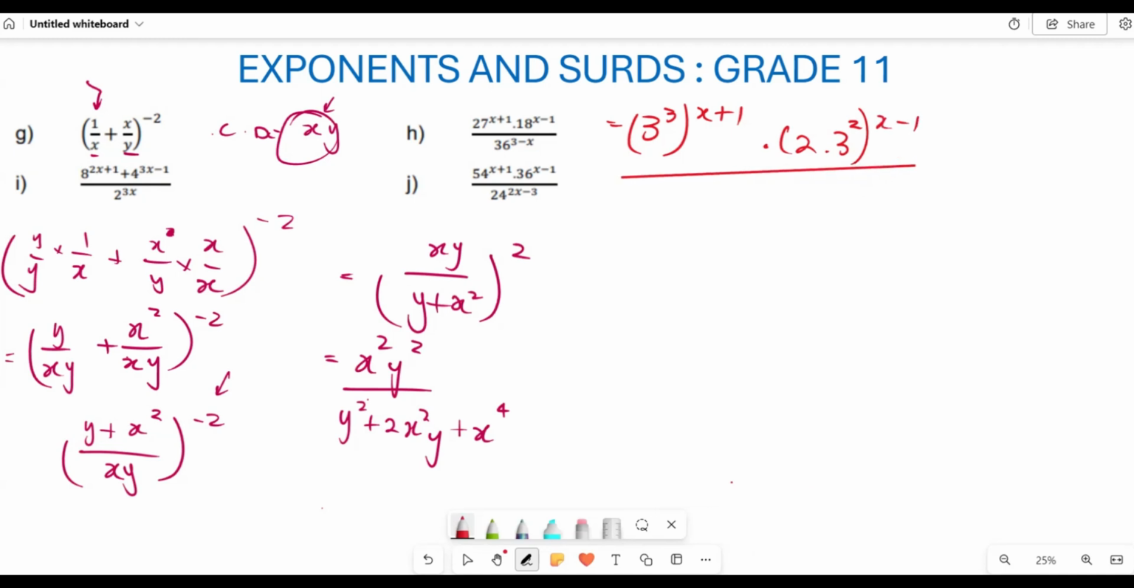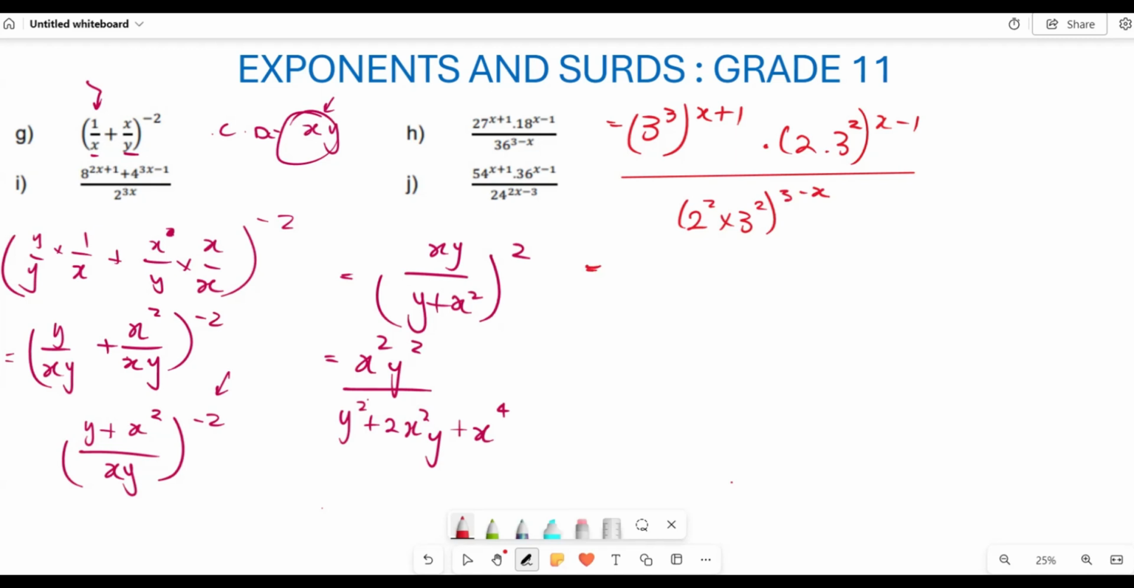This is going to be divided by, what is 36? 36 is the same as 6 squared, if I'm not mistaken. When you do 36 shift facts, it gives 2 squared multiplied by 3 squared. This is to the power of 3 − x. Are we together?